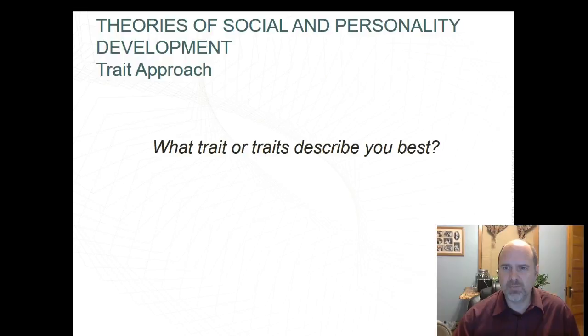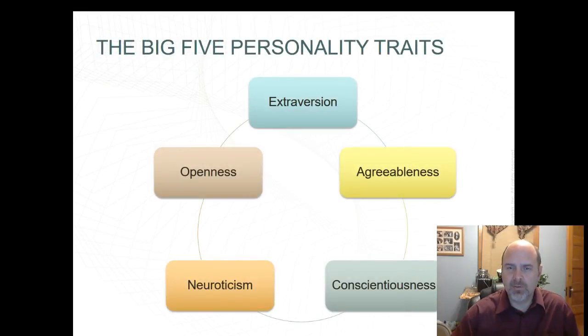So what traits describe you best? Now, a trait is any stable pattern of responses across situations. Longitudinal research suggests some stability emerges during middle childhood. There are the Big Five personality traits: extroversion or introversion, agreeableness or disagreeableness, conscientiousness or non-conscientiousness, neuroticism or non-neuroticism, openness or closed-mindedness. Those are the Big Five.